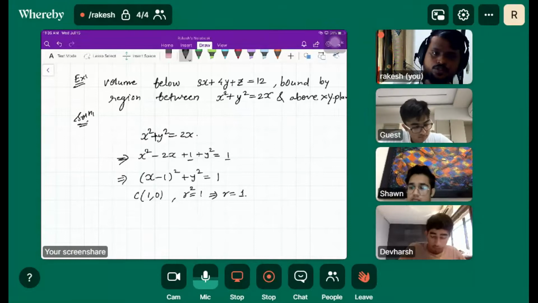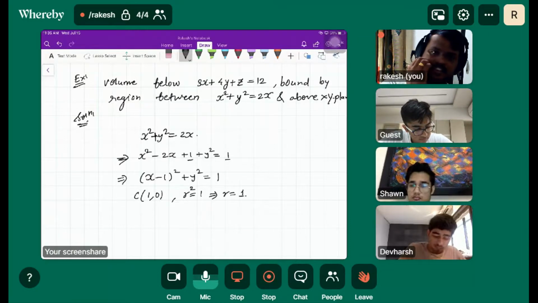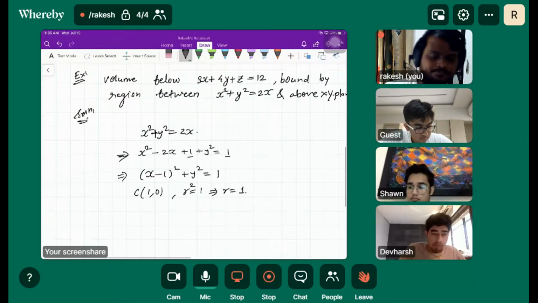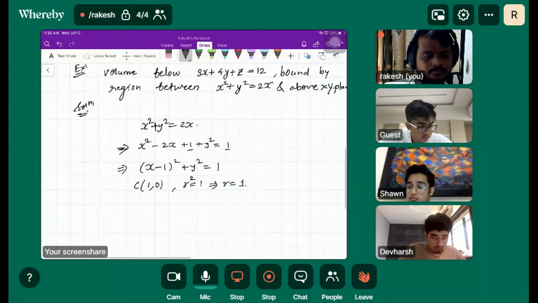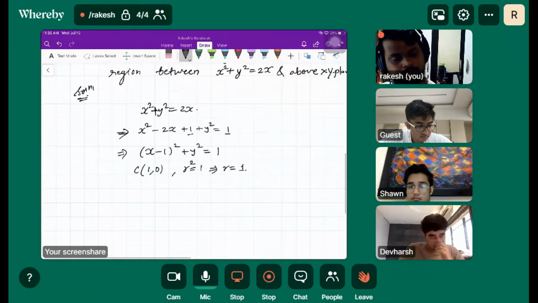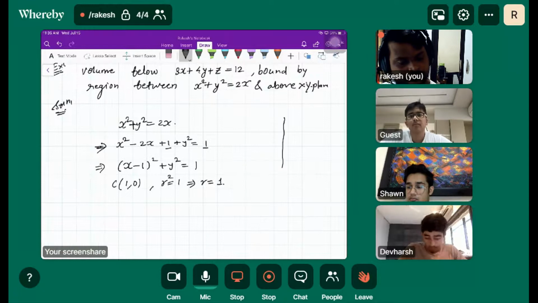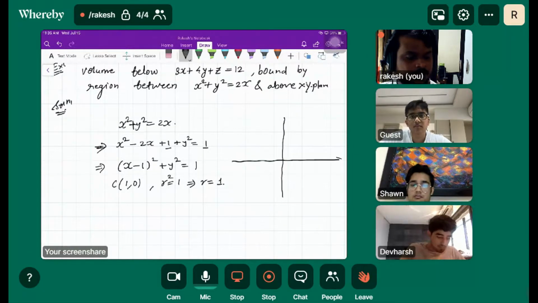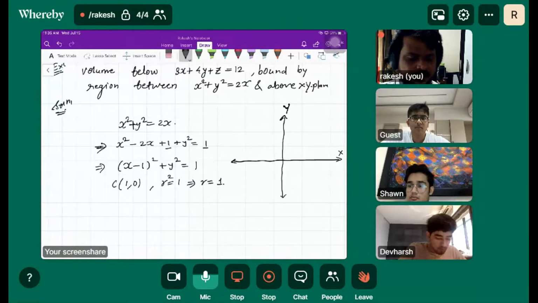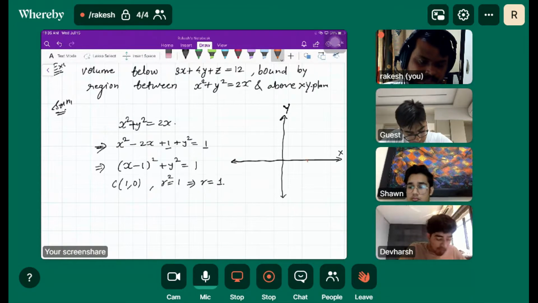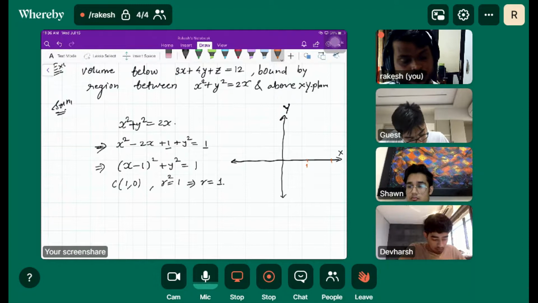Okay, so can we draw this region? This is x axis, this is y axis. The center is at 1 comma 0. Where is 1 comma 0? It's on the x axis, right? So this is 1 comma 0, above the xy plane.